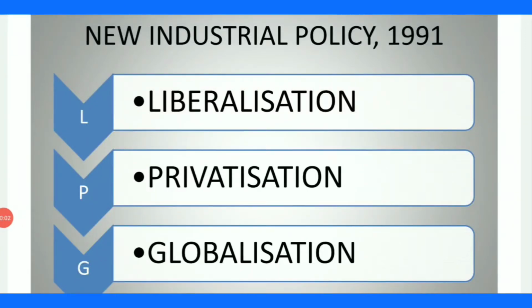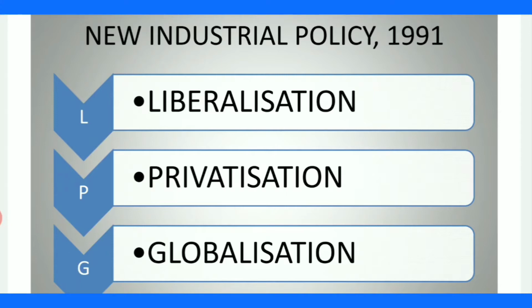Hello everyone. So today's topic is New Industrial Policy 1991. This is one of the topics from chapter 3, 12th Business Studies. Right? Government announced one policy in 1991 by the name New Industrial Policy. Under this policy, mainly three terms were introduced in the market. Terms are like LPG, that stands for liberalization, privatization, and globalization.